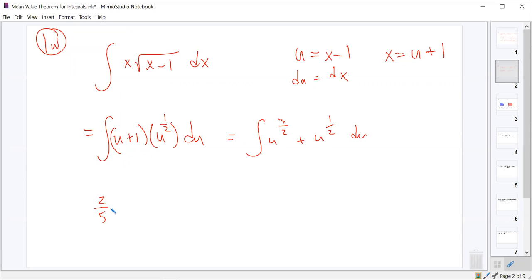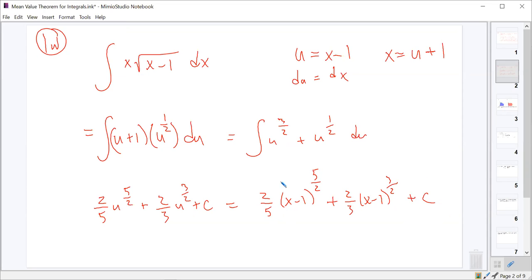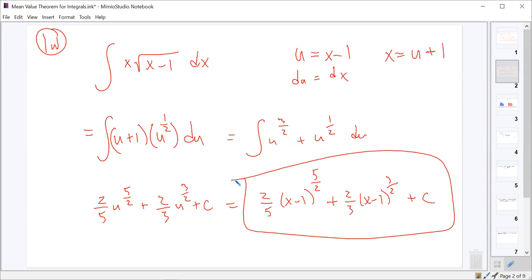So 2/5 u to the 5/2 plus 2/3 u to the 3/2 plus our constant, and then we just substitute our x minus 1 back in for u. 2/5 times x minus 1 to the 5/2 plus 2/3 times x minus 1 to the 3/2 plus c. Good or no? Yeah, that makes sense. Thank you.